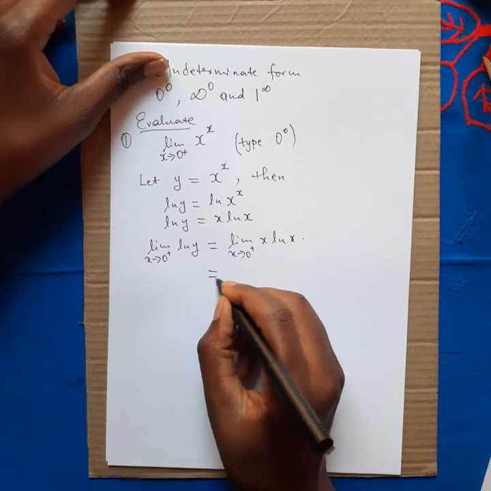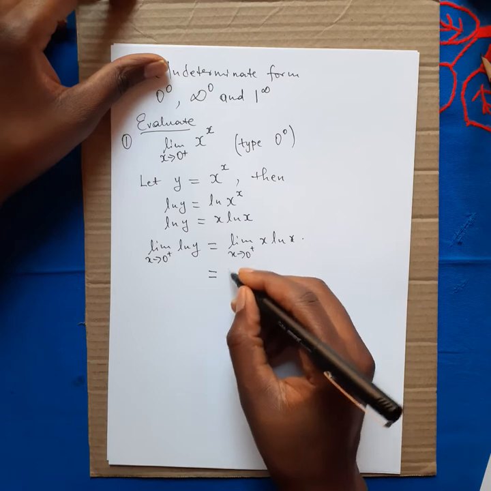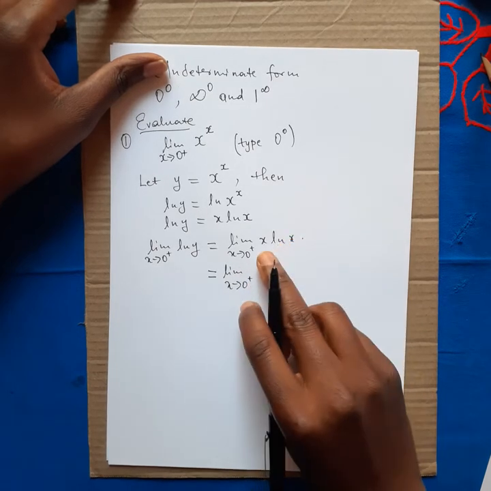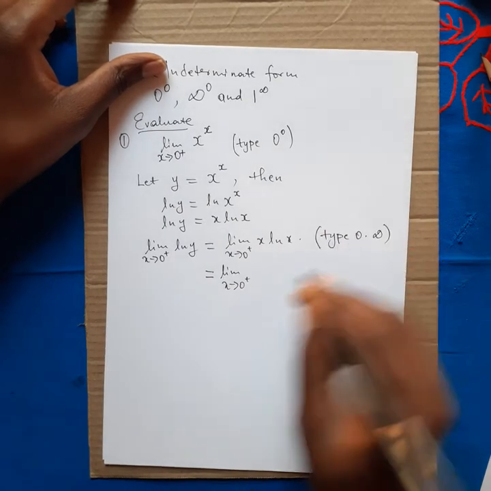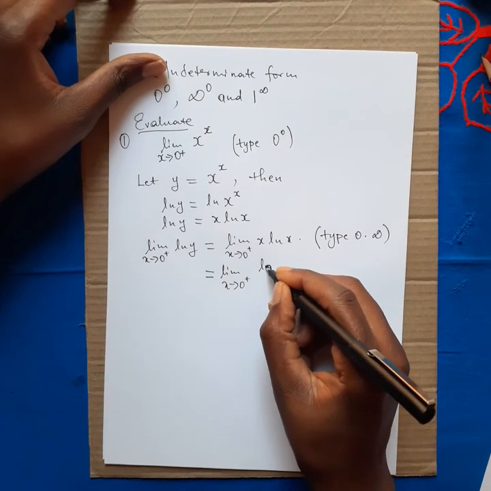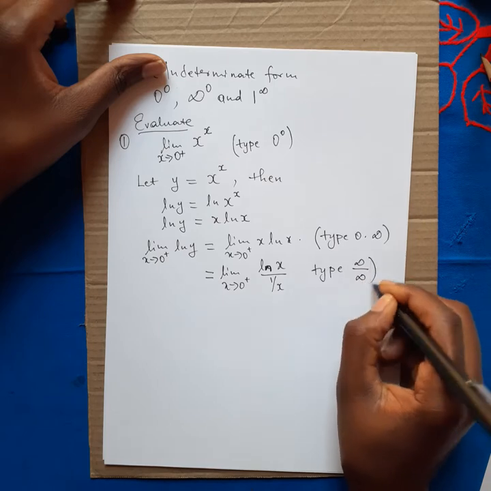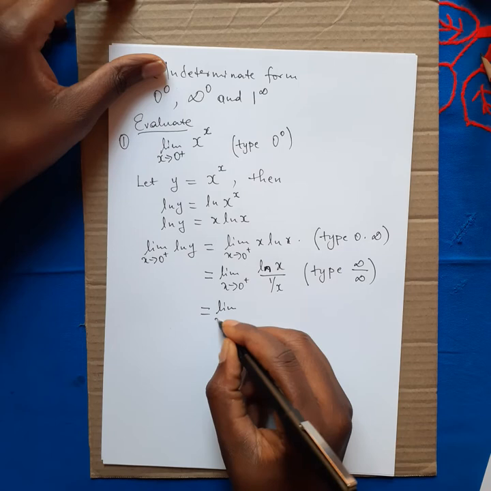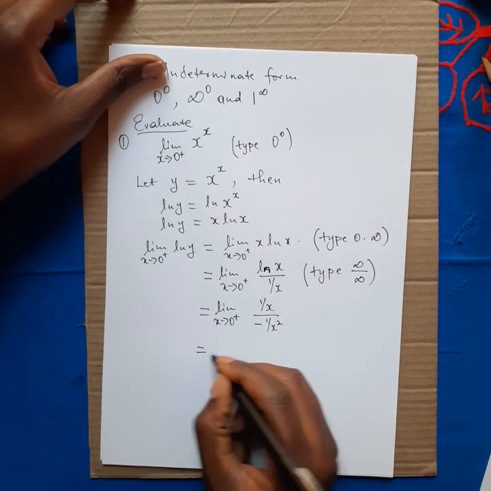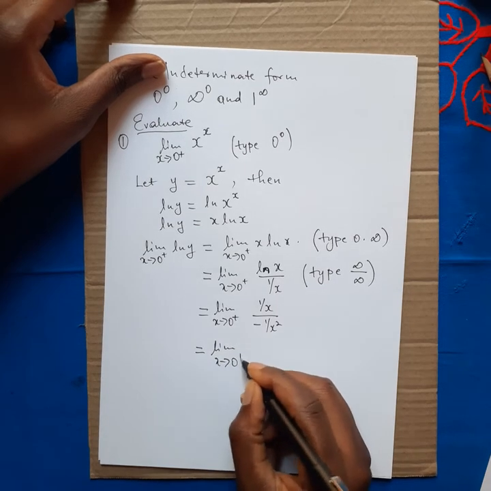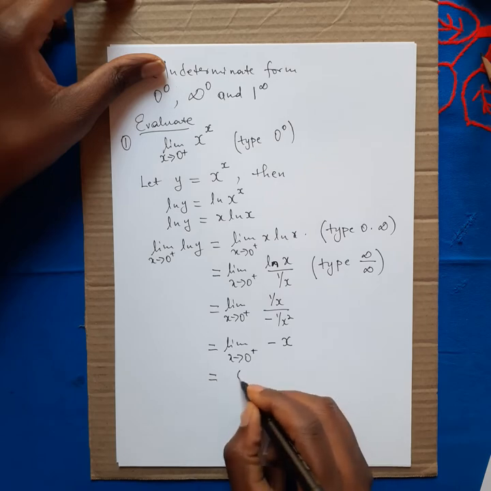You can repeat what we have just done for those who want to watch the previous video, but this has been covered there. This is the limit as x approaches 0 from the right, because this is 0 times infinity, type 0 times infinity. So we write the limit of ln x divided by 1 over x. Substitute, this is type infinity over infinity. And then we apply L'Hopital's rule: 1 over x over minus 1 over x squared. When we simplify this, the limit as x approaches 0 from the right gives us minus x, which is going to give us 0.